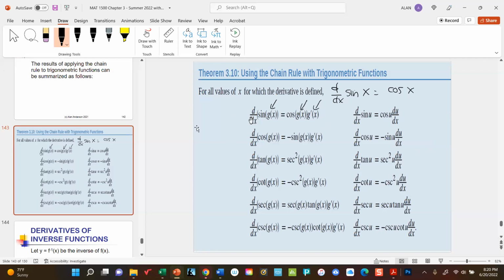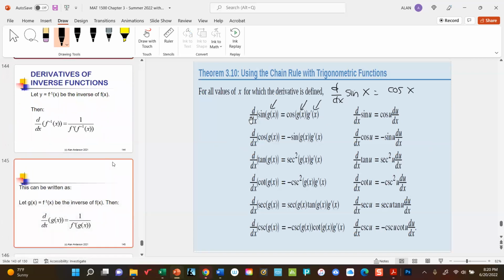All right, I guess we're all set now. So the last part of this section is the derivatives of inverse functions. Now, of course, we briefly went over this in the first chapter.